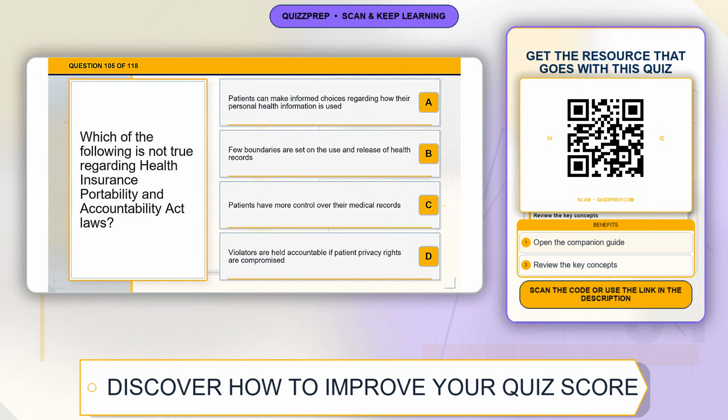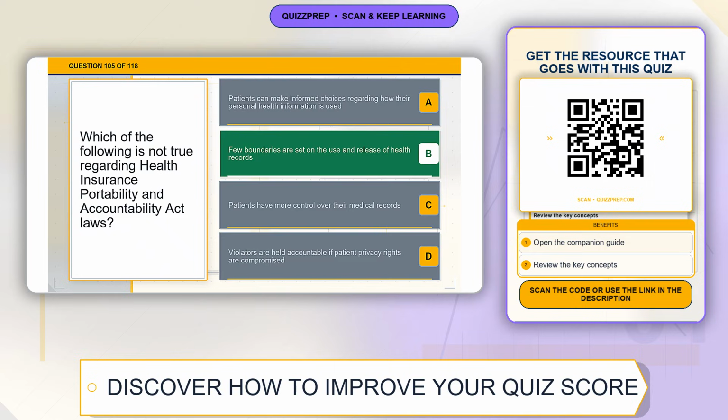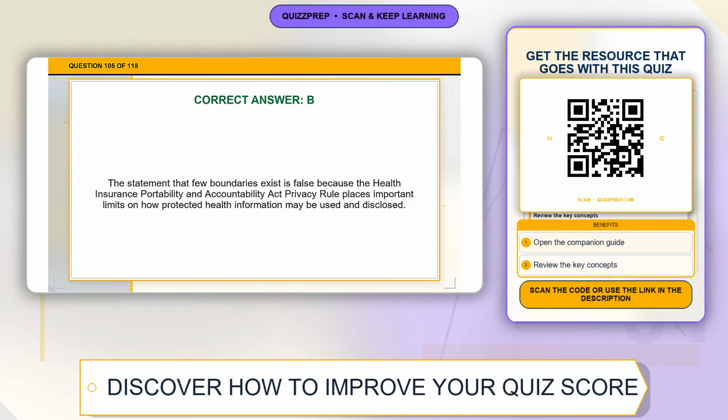Question 105. Which of the following is not true regarding Health Insurance Portability and Accountability Act laws? Option A. Patients can make informed choices regarding how their personal health information is used. Option B. Few boundaries are set on the use and release of health records. Option C. Patients have more control over their medical records. Option D. Violators are held accountable if patient privacy rights are compromised. The correct answer is option B. Few boundaries are set on the use and release of health records. Explanation. The statement that few boundaries exist is false because the Health Insurance Portability and Accountability Act privacy rule places important limits on how protected health information may be used and disclosed.